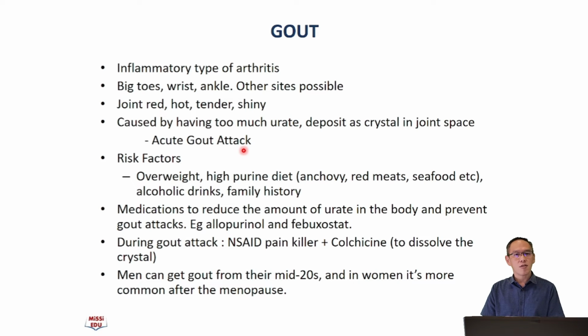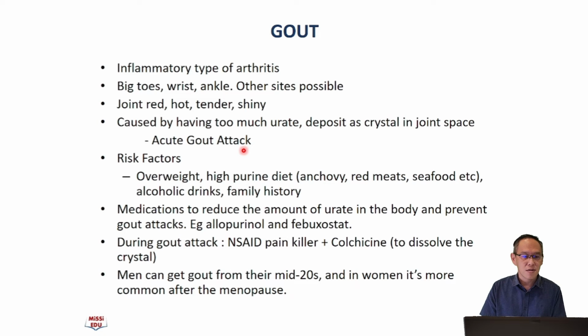The other arthritis commonly encountered is gouty arthritis. Again, it is an inflammatory type of arthritis, commonly affecting big toes, wrist, ankle, although other sites are possible, and it is usually not symmetrical when the attack comes. Gout arthritis typically manifests as a red joint, very red, hot, tender joint, and shiny on the surface. It's usually caused by having too much uric acid or urate in the blood. And this urate deposits as crystals in the joint space. We call it an acute gout attack.